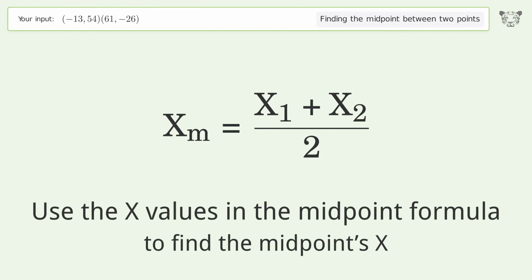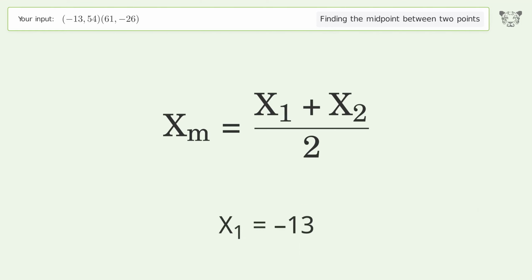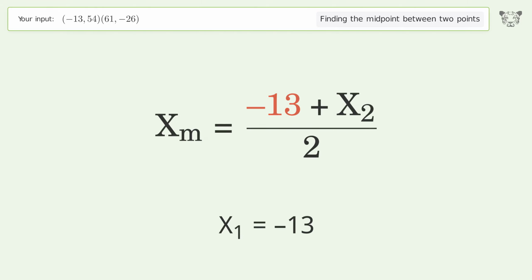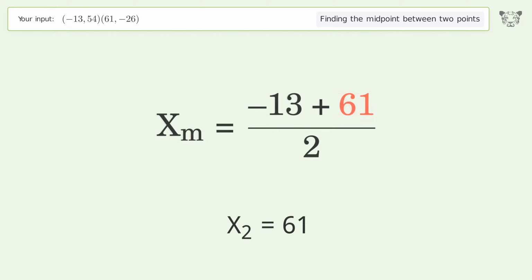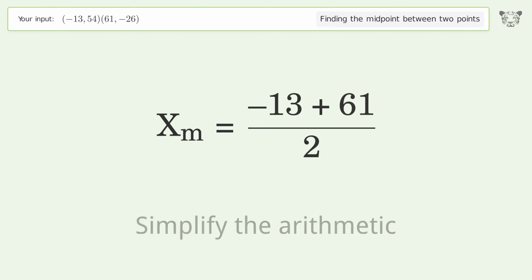Use the x values in the midpoint formula to find the midpoint's x. x1 equals -13. x2 equals 61. Simplify the arithmetic.